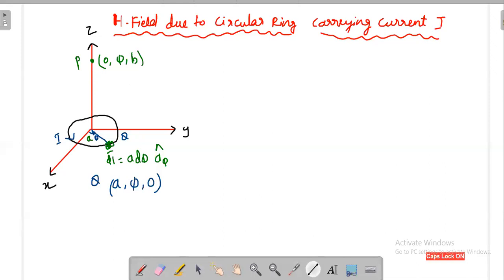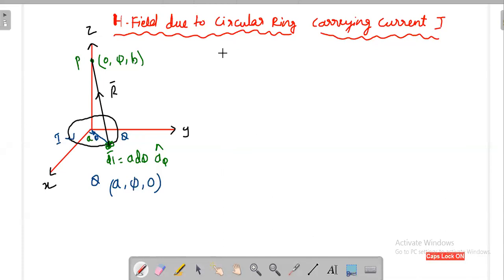Now I have to make a connection between the elemental line and my observation point. From the elemental line, I go to my observation point. This is the direction of the r vector.